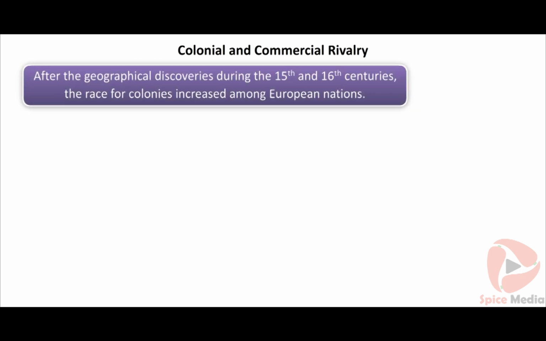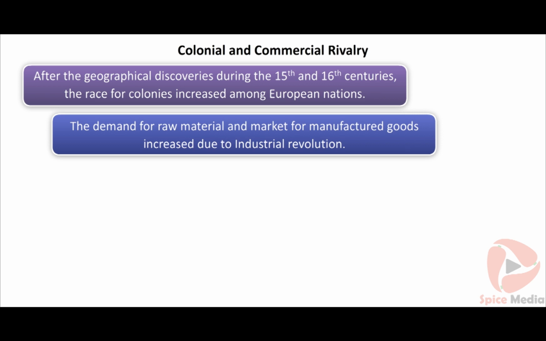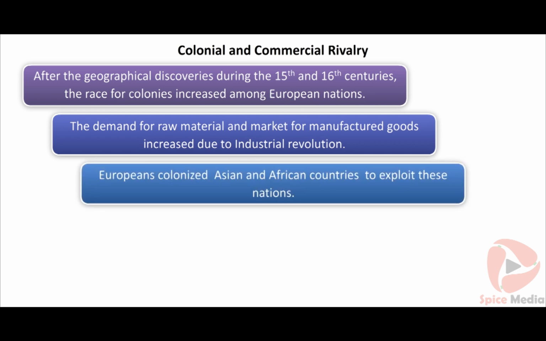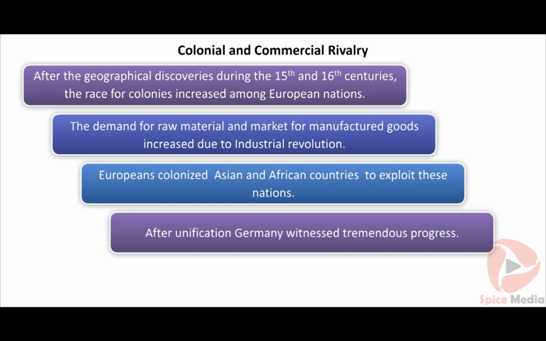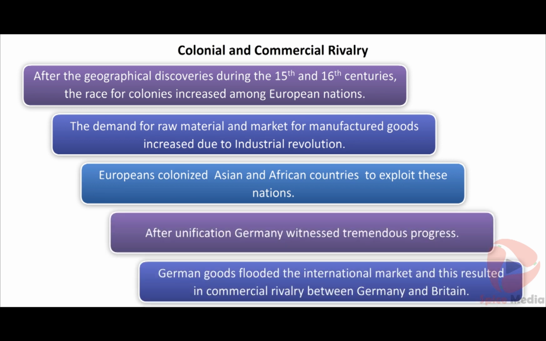Colonial and commercial rivalry. After the geographical discoveries during the 15th and 16th centuries, the race for colonies increased among European nations. The demand for raw material and market for manufactured goods increased due to the Industrial Revolution. Europeans colonized Asian and African countries to exploit these nations. After unification, Germany witnessed tremendous progress. German goods flooded the international market, and this resulted in commercial rivalry between Germany and Britain.